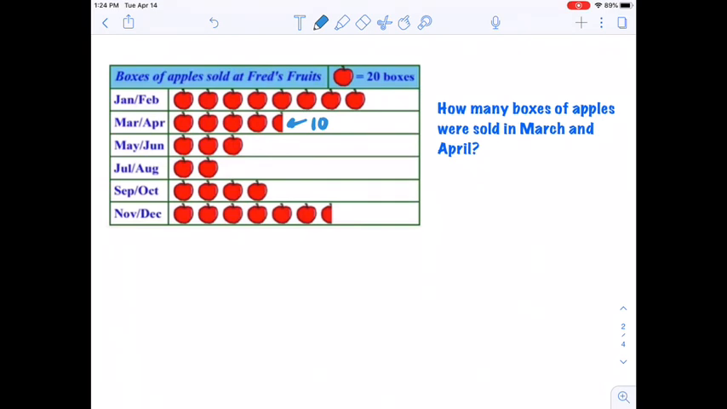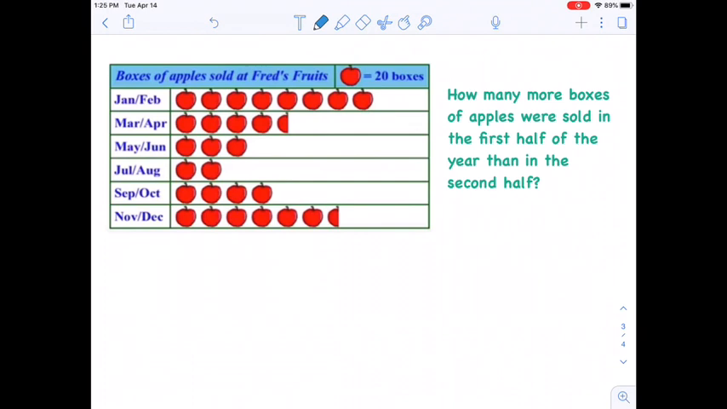So we can start at the beginning and count by 20s, just like we did for January, February: 20, 40, 60, 80. But then we don't need to add another 20 on. We just need to add on 10. So 20, 40, 60, 80, and 10 more would be 90. So in March and April, 90 boxes of apples were sold.